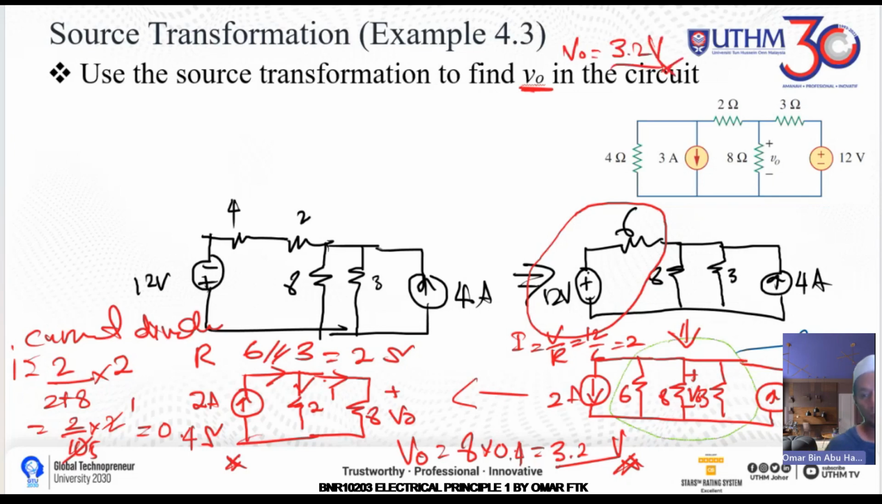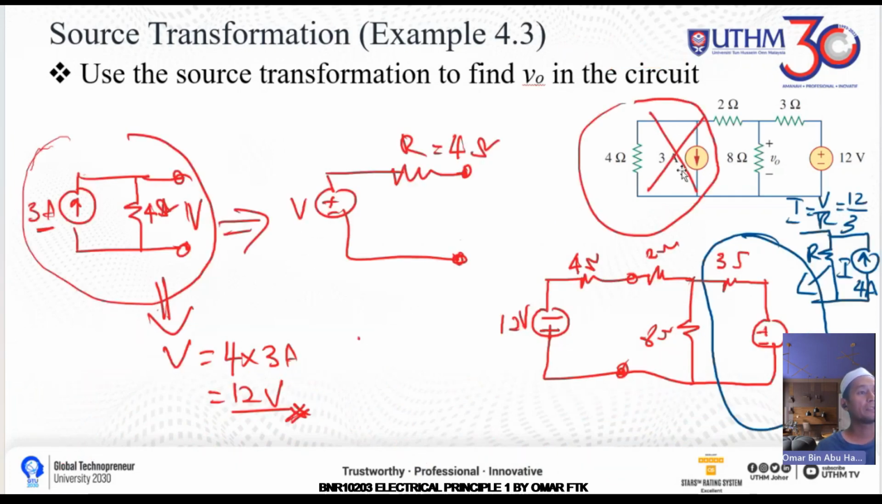So you all can try to do it. Otherwise, you will not be able to grasp this. You will not be able to understand how this source transformation works, how you solve this circuit using a source transformation. So actually, you can just transform. So in this example, we do a twice transformation, right?